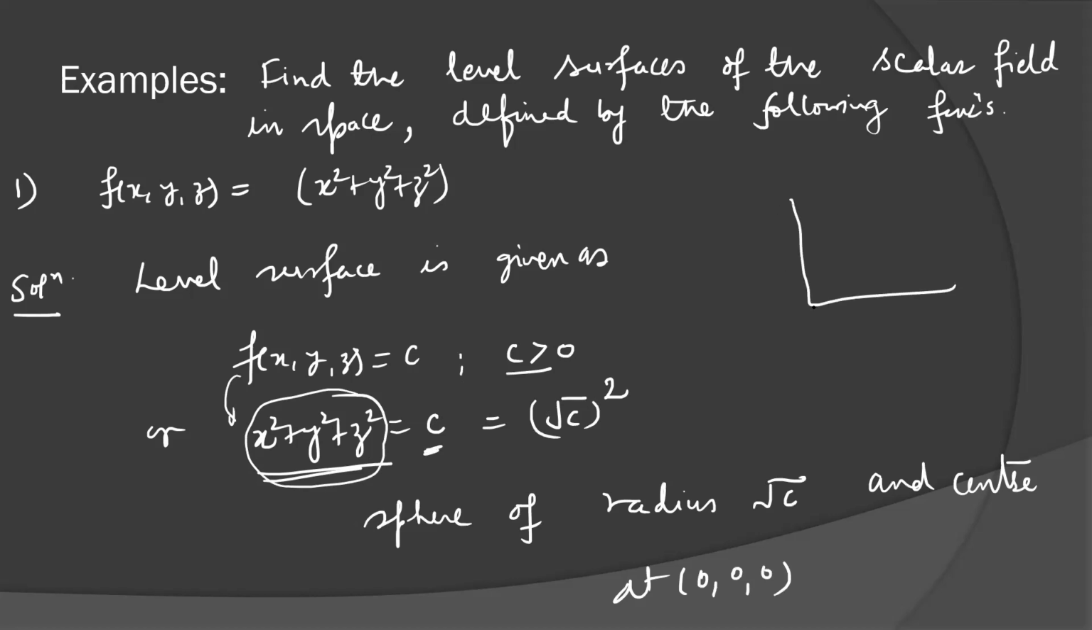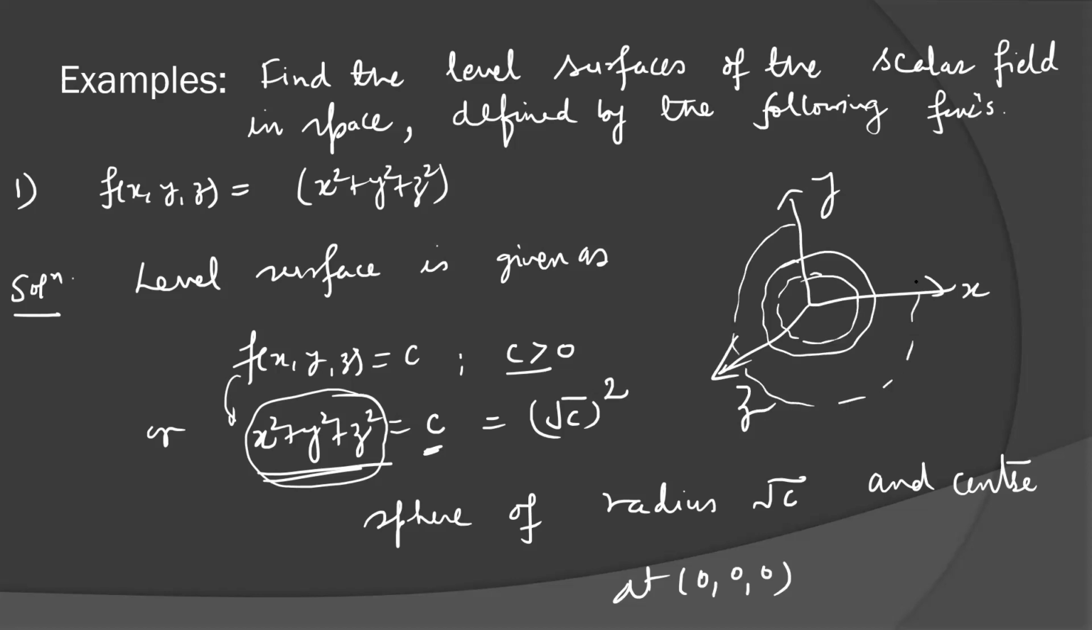It means you can draw a different sphere by changing the value of c, but the center is not going to change. So you can see that no two spheres intersect each other. So this is called a level surface. This represents a level surface, and for different values of c, you will get a different surface, which can be a sphere, paraboloid, ellipsoid, anything. Let's see one more example.